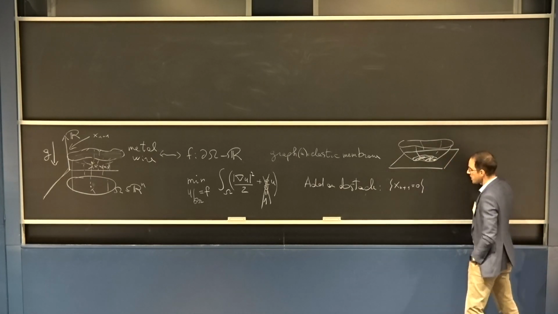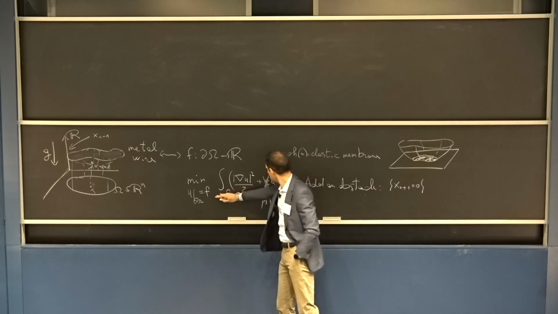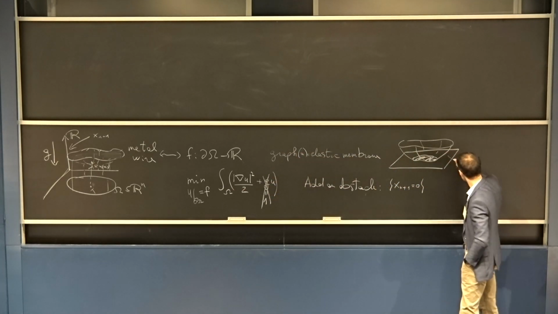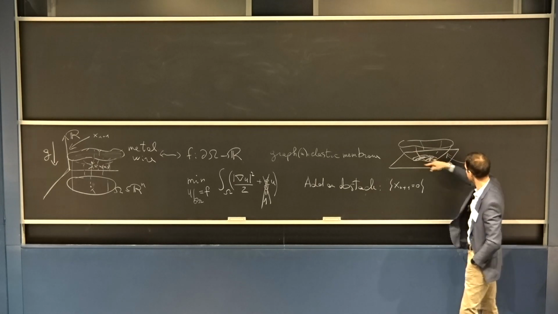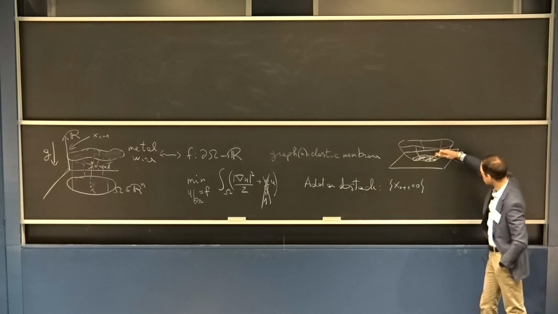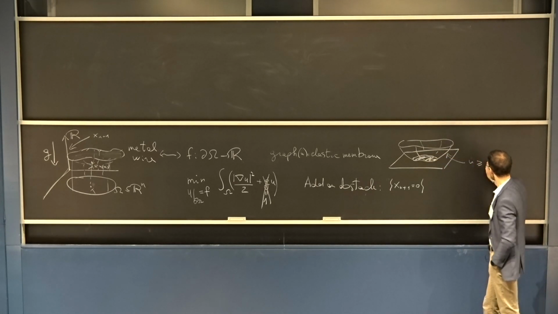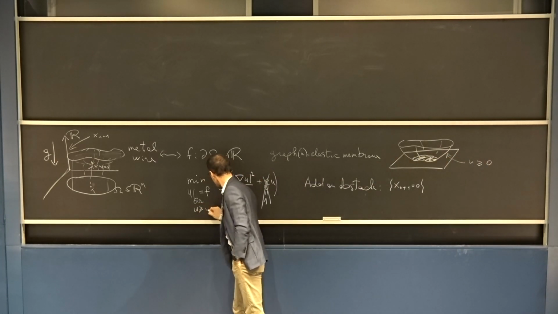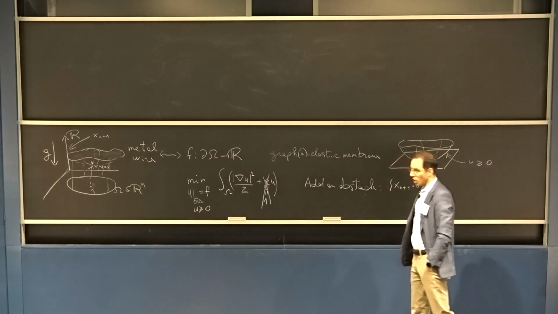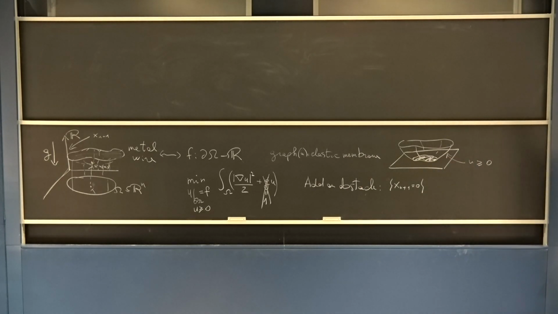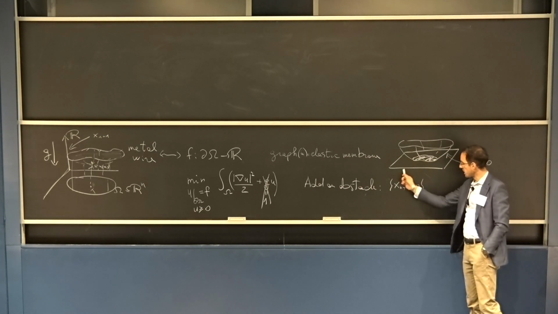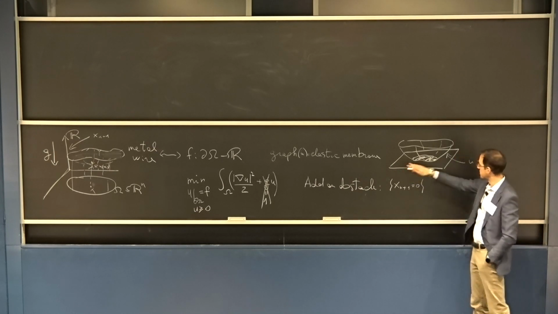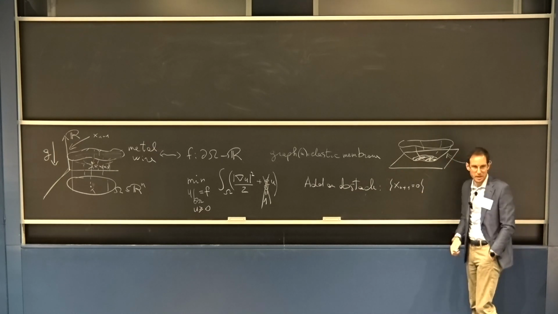So what am I doing? I'm just still minimizing the same energy here. But because of this obstacle, my function u, which represents this surface, is not allowed to go below this plane, which means that u is non-negative. So I'm just going to add a constraint here, u non-negative. So this is called the obstacle problem now. You can do things a bit more complicated than this. Instead of just taking a plane, you can take some smooth surface. But let's take a plane for simplicity.